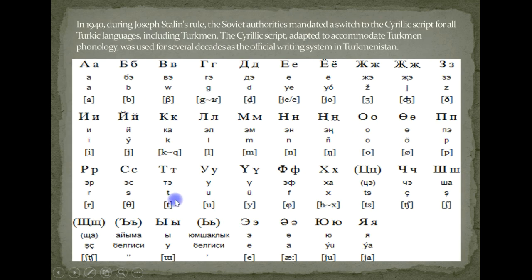This is the Cyrillic alphabet which was used during the 20th century after we joined the Soviet Union. In 1940, during Joseph Stalin's rule, the Soviet authorities mandated a switch to the Cyrillic script for all Turkic languages, including Turkmen. So all the books which were written during that era, of course, were written in this alphabet.